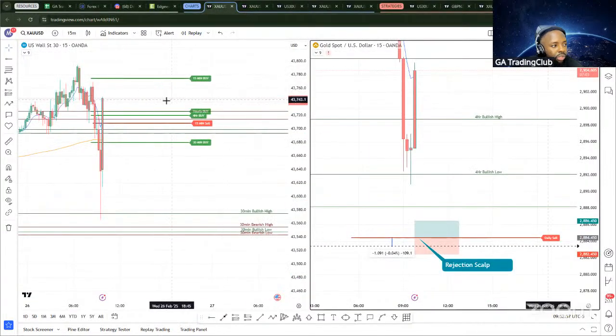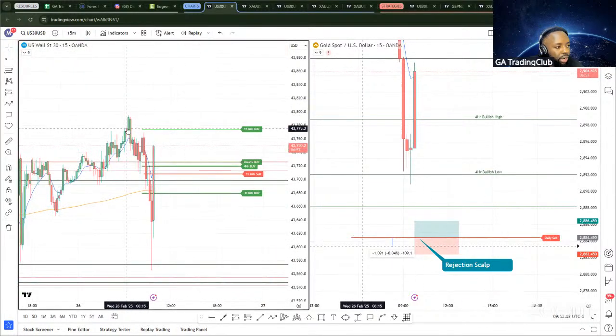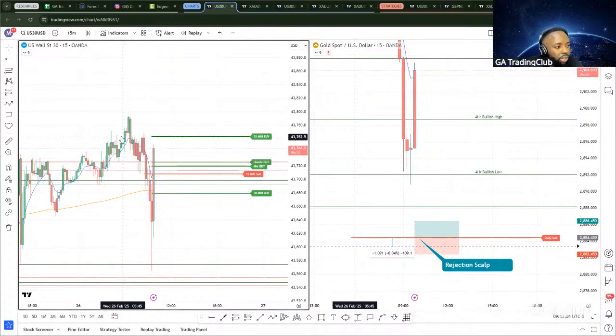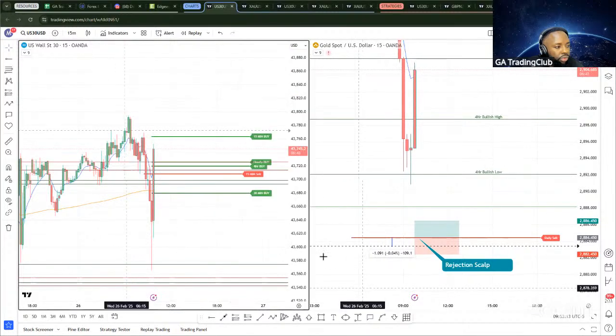I just want to make sure. There might be a rejection scalp sell on US 30 here. Give me 1 second. Let me set an alert here so that I don't miss it. 762, 772. So price has to come here first before I give me 1 second.